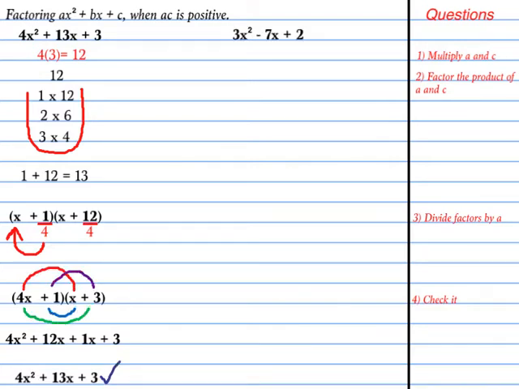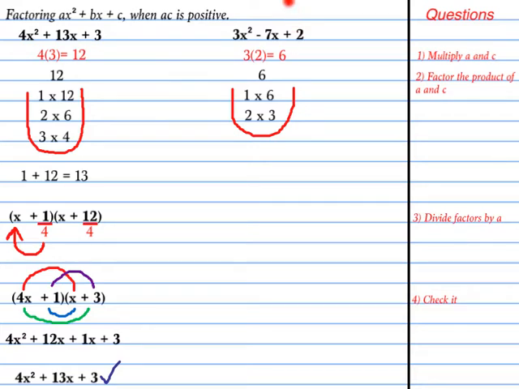So once again, A and C are positive, but you're going to notice that B is going to be negative. So let's stick with our rules. We're going to multiply A times C, and that'll give me 6. And so now I just need to find all my factors of 6. And so now, out of these factors, which one will combine to give me 7?